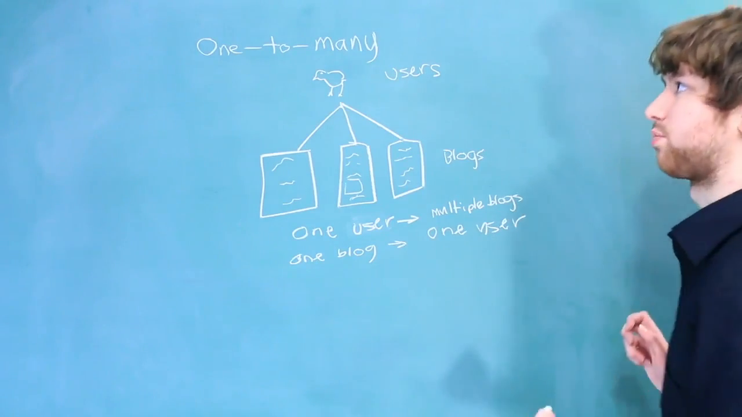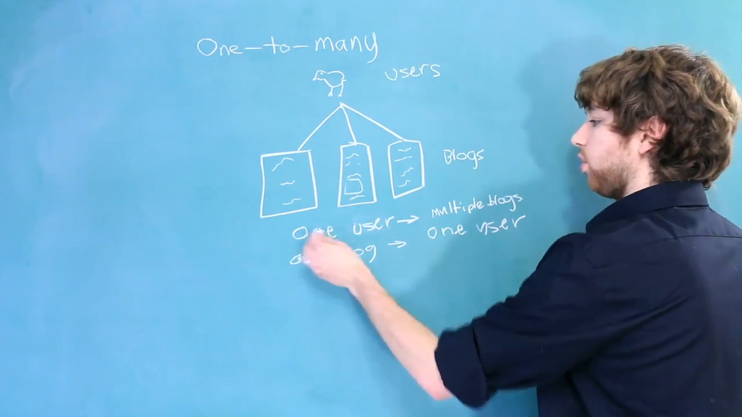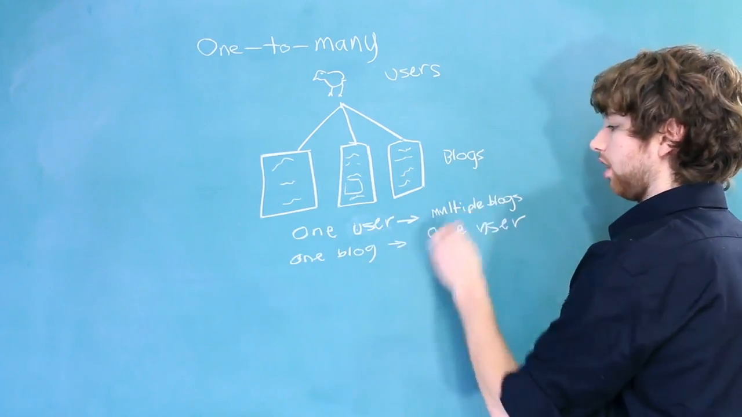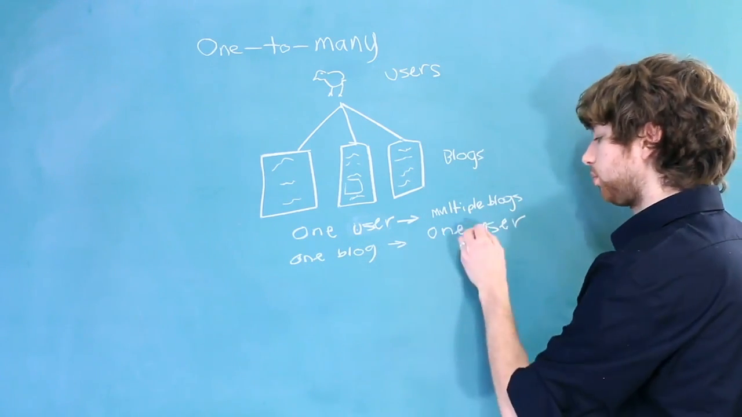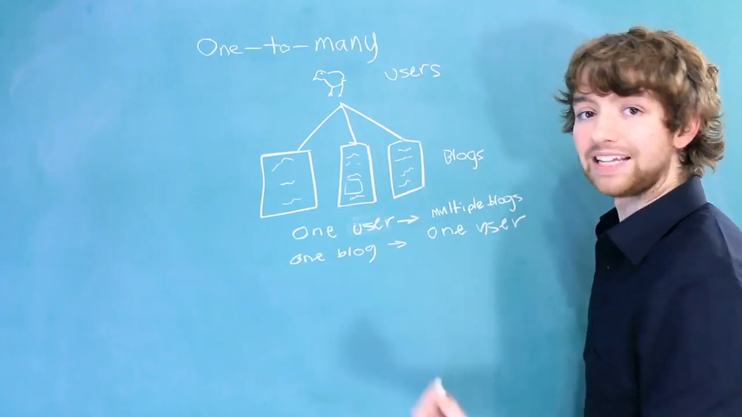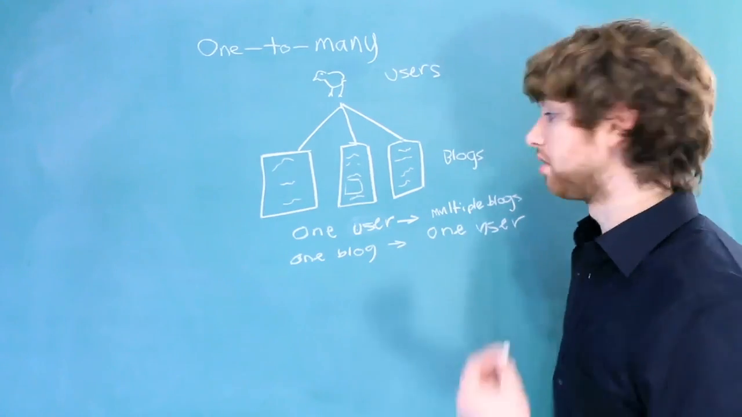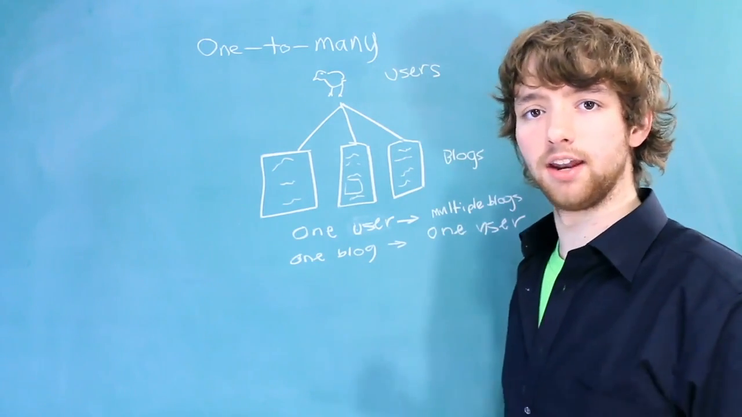This is the easiest way to figure out what kind of relationship we have. See, we have one user can have multiple blogs, but one blog can only have one user. If this said multiple users, then it would be a many-to-many relationship. That's what we're going to talk about in the next video. But for now, let's focus on one-to-many and learn how to design this in a database.